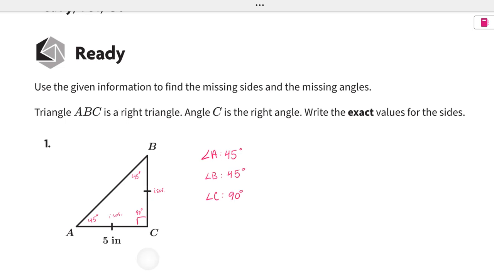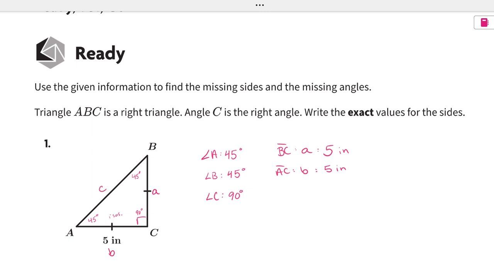Let's label these just to make sure. This is side A, or BC if we want. Here's side B, and here's side C. So side BC, which I'm going to call side a with a lowercase a, is going to be the same as side B because it's isosceles. That's 5. So side B, or AC, is also 5. And I know it's inches, so I'll fill that in.